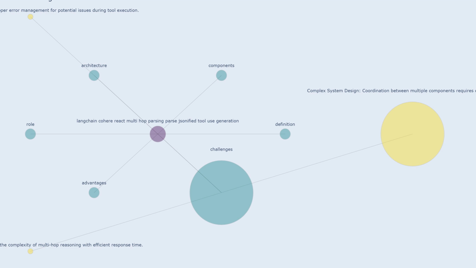Challenges. Complex system design: coordination between multiple components requires careful architecture. The system involves multiple components working together, which requires careful design and implementation to ensure smooth communication and efficient operation.